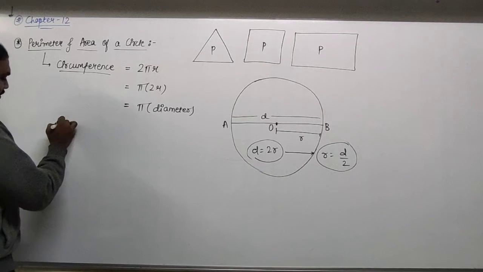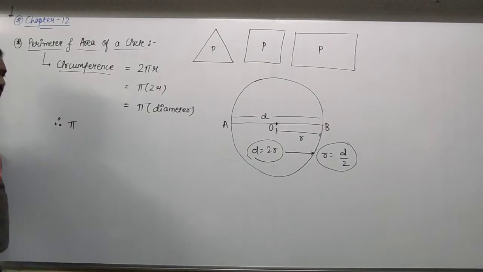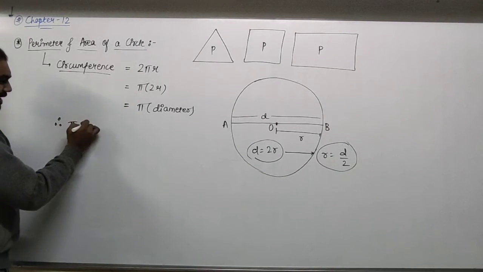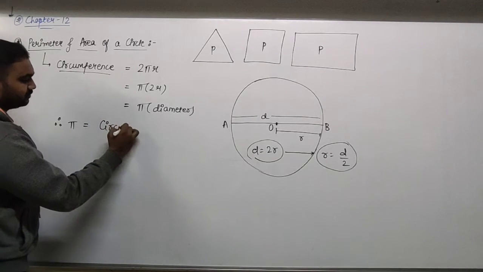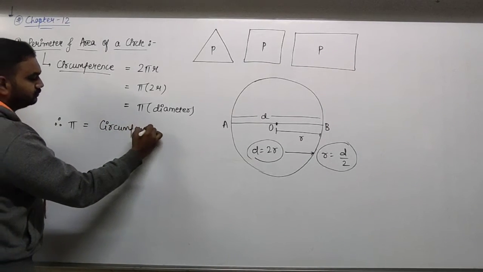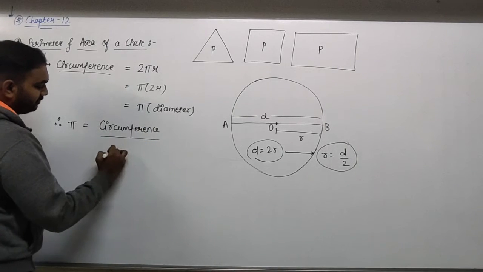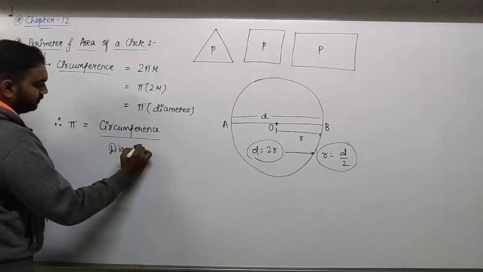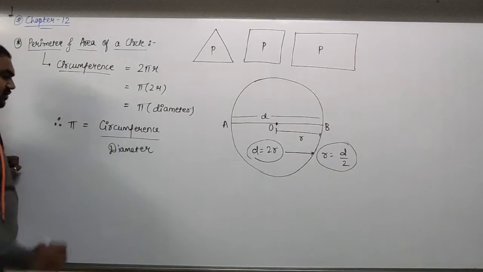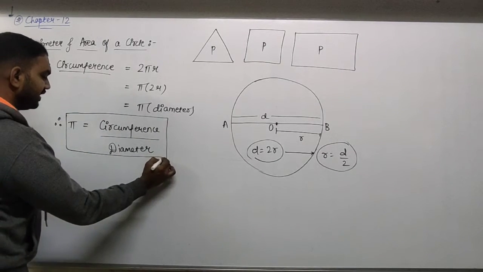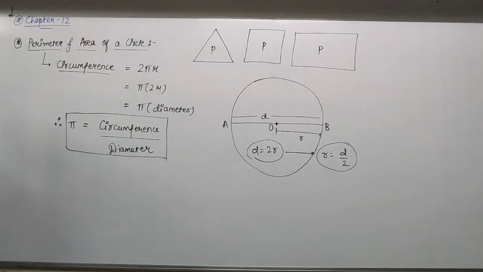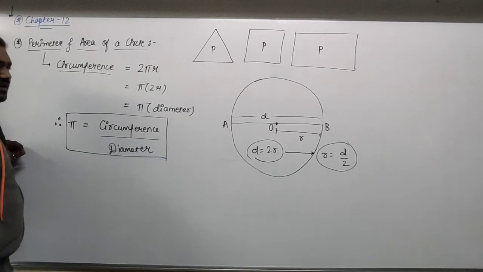Therefore, if I want to find out the value of pi, then pi is equal to circumference divided by the diameter of the circle. So that is the relation between circumference and diameter: pi equals circumference over diameter.